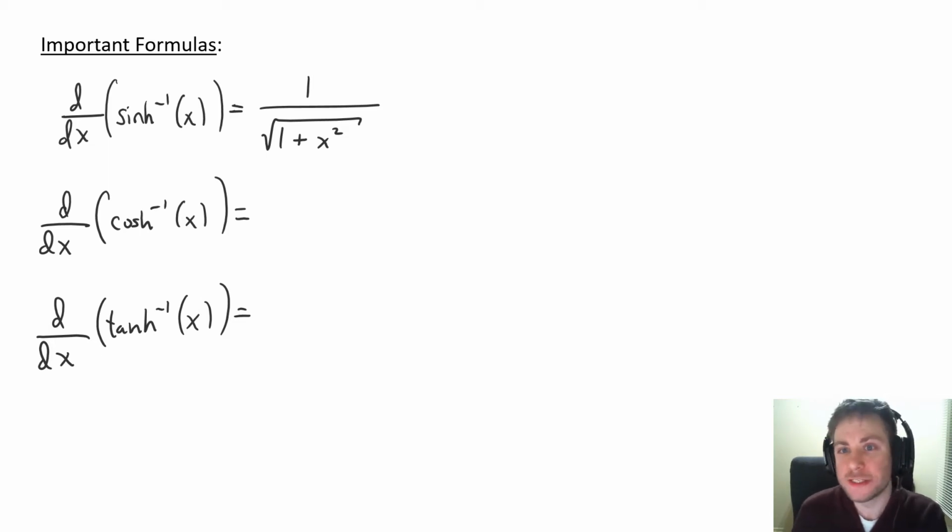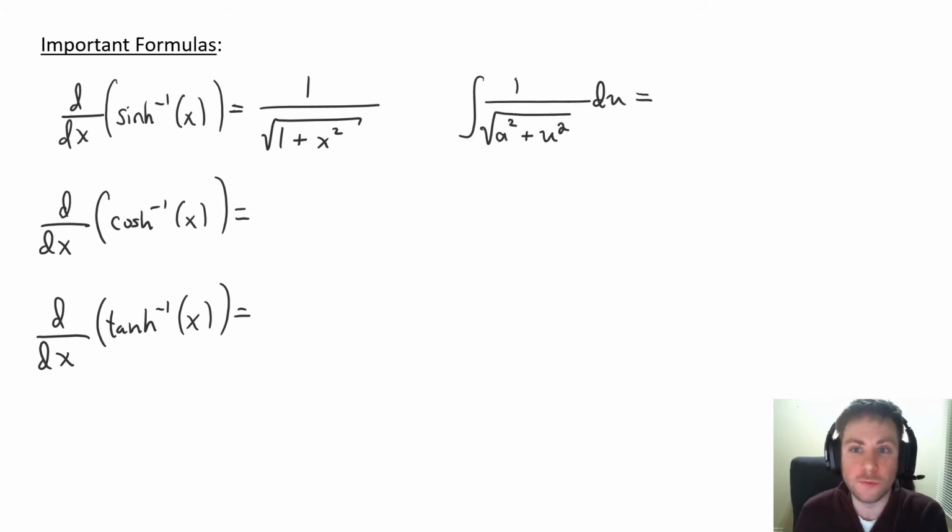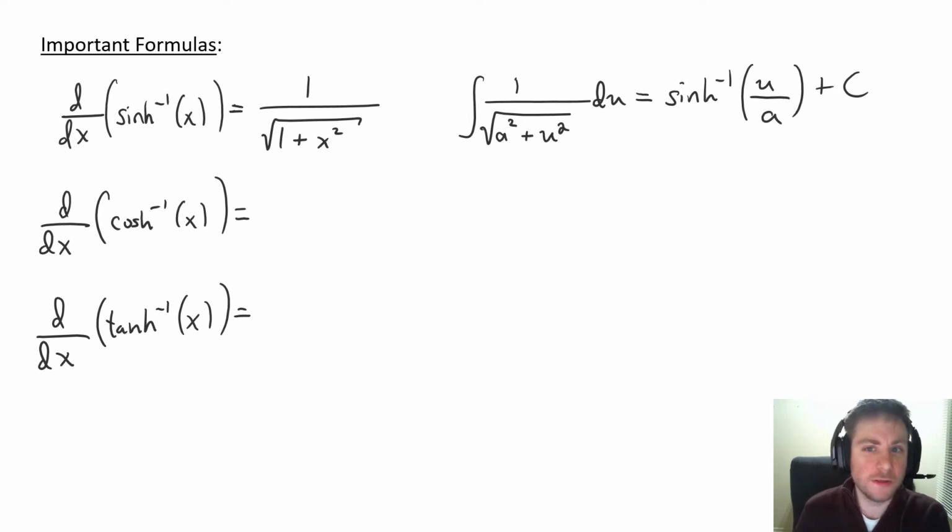Notice this is really similar to the derivative of arcsine, but this one has a sum of squares rather than a difference of squares. So we can use this to get an integral formula which is similar to the one we know for arcsine, but this time we have a squared plus u squared rather than a squared minus u squared. And the formula in this case would be arcsinh of u over a. The proof of all this is nearly identical to what I showed you in another video with arcsine, so I won't bother showing all the details here.